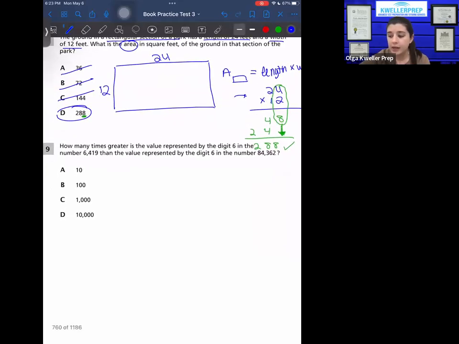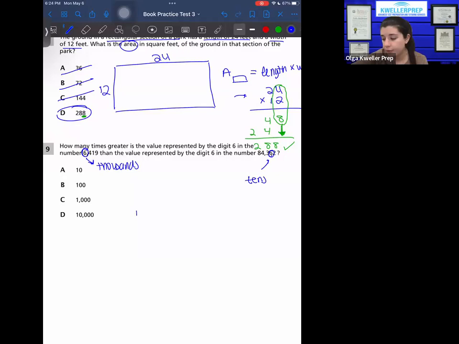Okay, now this is asking us about the placement of a digit in a number. So the 6 in this question, where is it placed? Which place? So what options? Yeah, absolutely. This is in the thousands. Good. And how about the 6 in the next number? Where is this placed? So this one is placed in the tens.